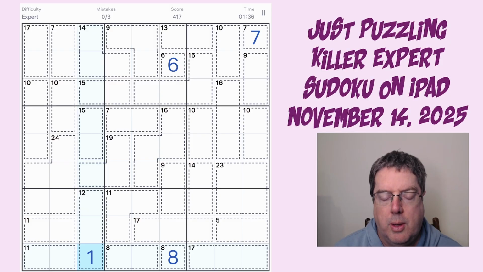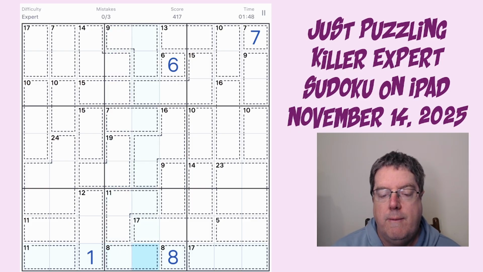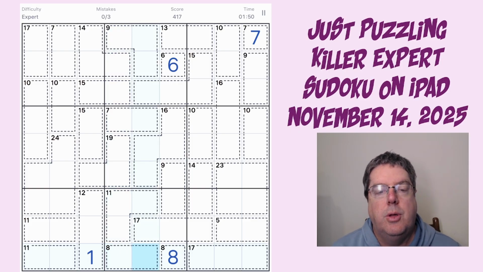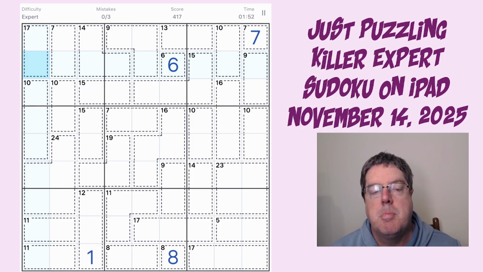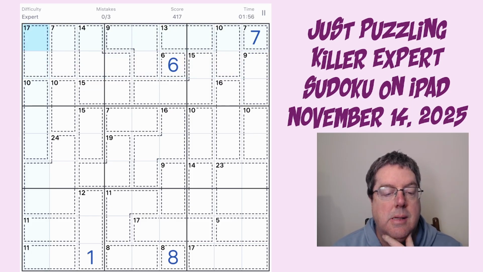Okay, so what else can we see? So 1 and 8, so 1 and 7 are out of this because of the Sudoku rule. So it's either going to be 2 and 6 or 3 and 5. Okay, so up here's 8 and 9, because that's the only two numbers that add up to 17.